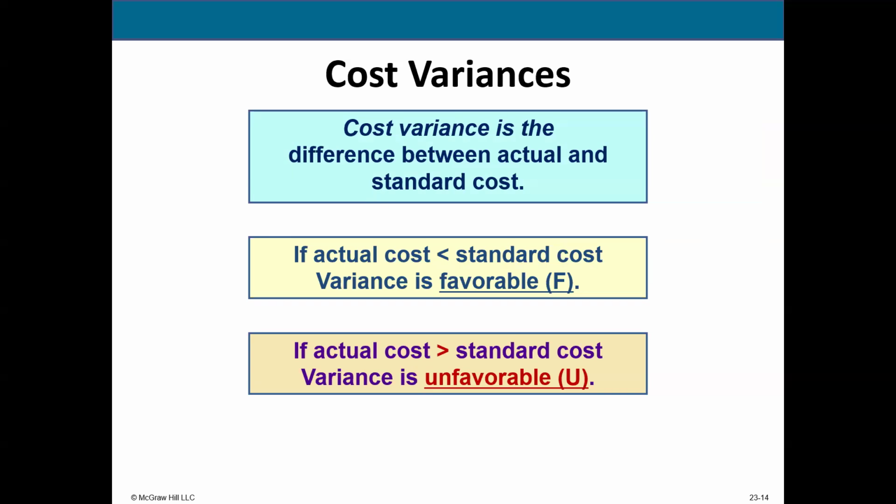And these could be either favorable or unfavorable. A favorable variance means that the actual cost is less than the standard cost. That's favorable. When the actual cost is greater than the standard cost, it's unfavorable. So pretty self-explanatory, but I just want to make sure you understood it.